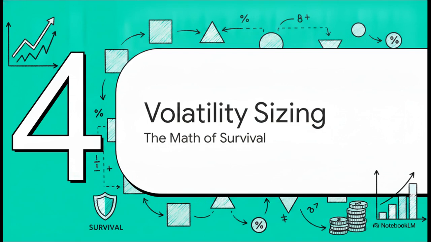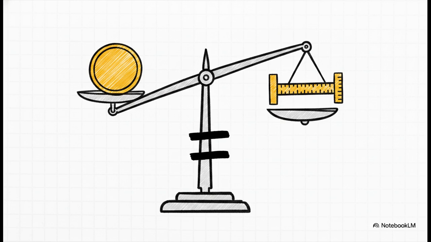Section 4. Volatility-adjusted sizing, the math of survival. Knowing where to put your stop is really only half the battle. Let's see how this ties into your actual account balance. So the crucial point here is the golden rule of institutional sizing. Your predetermined monetary risk must remain constant.